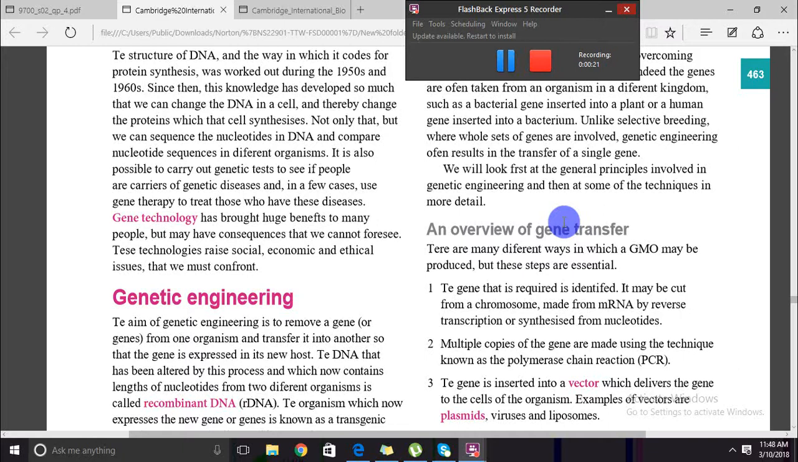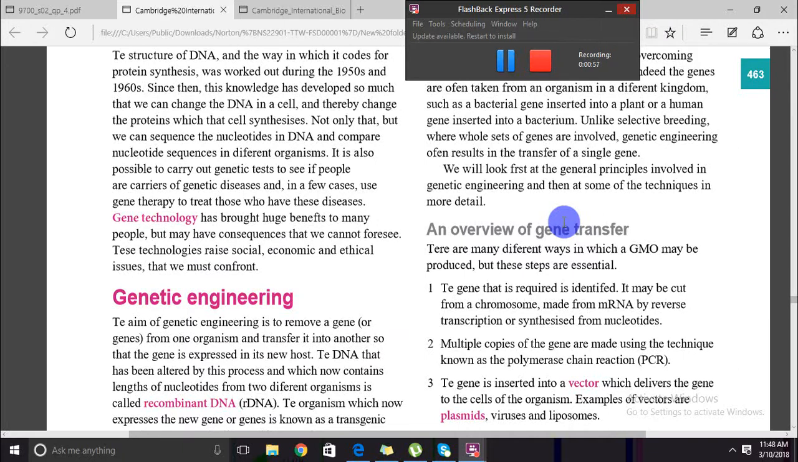So we know that by the 1950s and the 1960s, the structure of DNA and the way in which it codes for protein synthesis was worked out. And since then, the knowledge that we got has developed so much that we are now capable of actually changing the DNA in a cell and thereby changing the proteins that the cell can synthesize. Cool, right? And that isn't all.